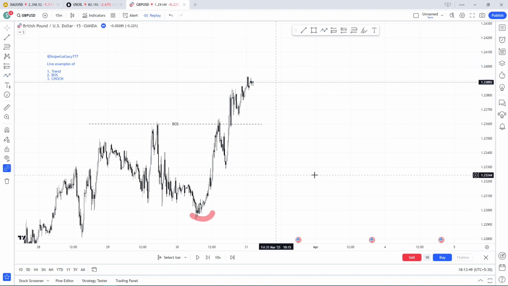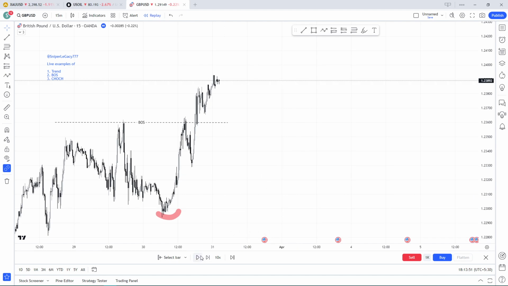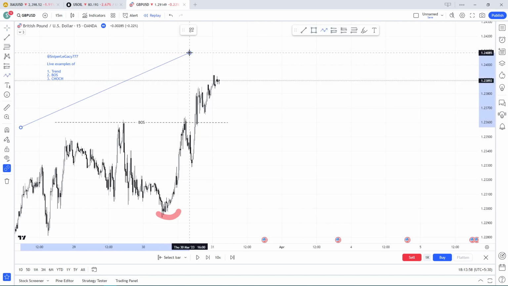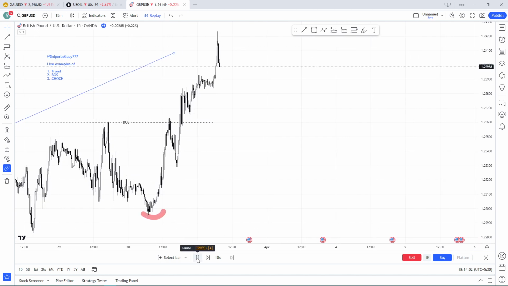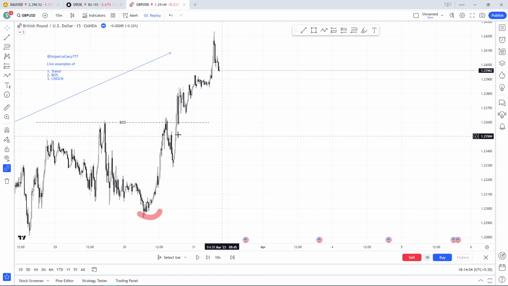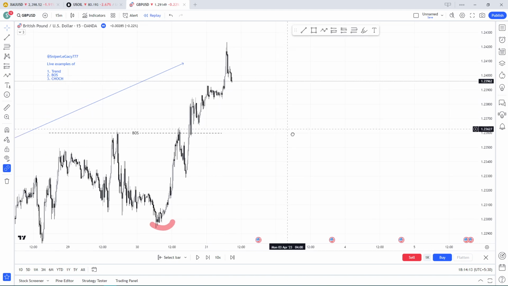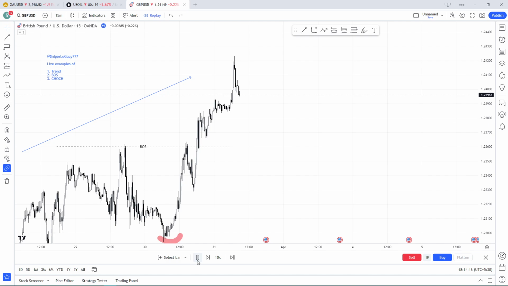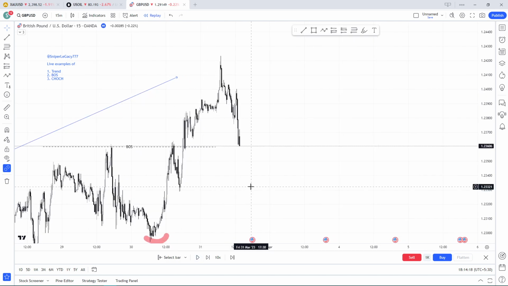Okay, I'll mark all the structures, guys. So CHOCH, BOS, trend, everything I'm going to mark. Just to be clear, we are in an uptrend. So I'm going to replay the bars. Okay. This BOS. So we are not considering any of this as the low, because we had a BOS and maybe the high was formed here. Okay. So I will just simply play again.